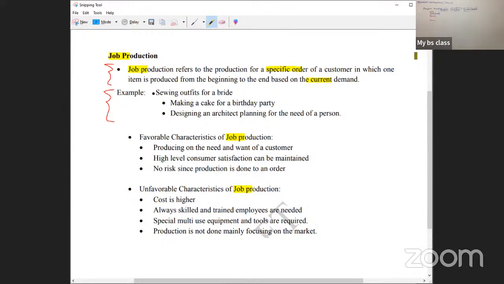Right? That's a one-to-one production. So even we can write one-to-one production.